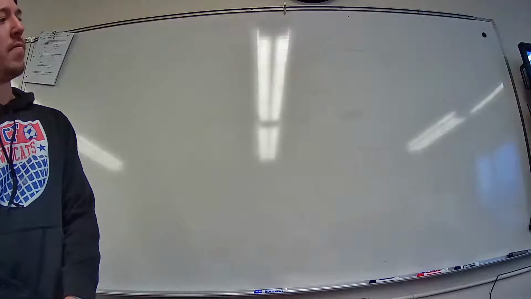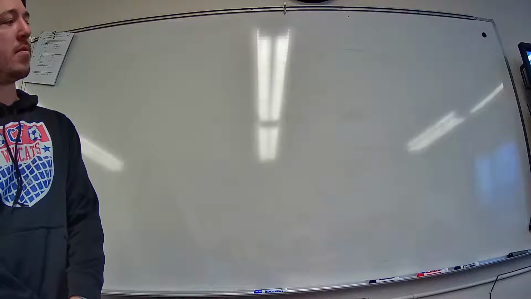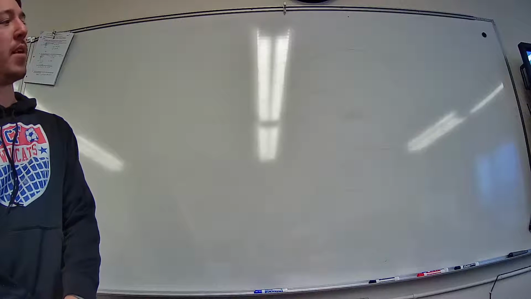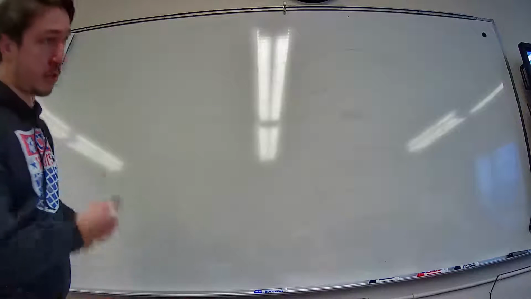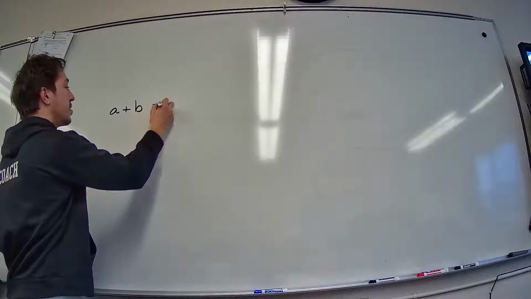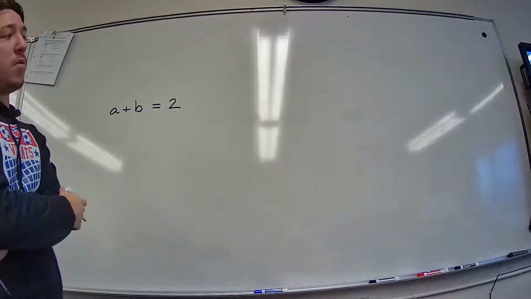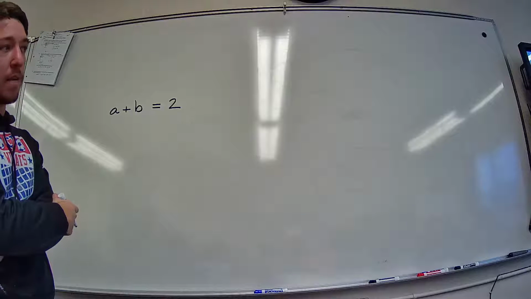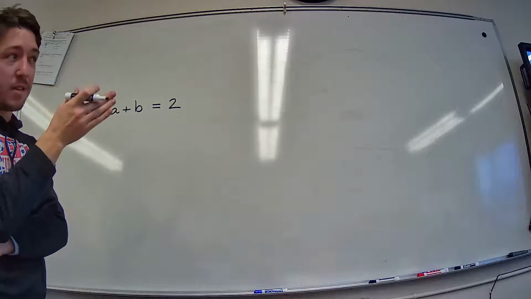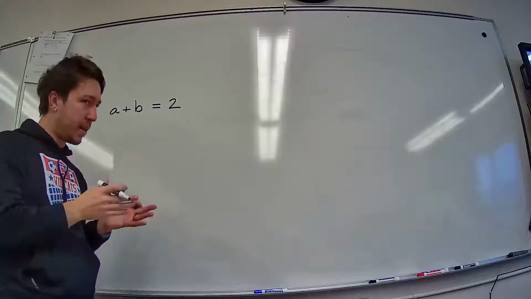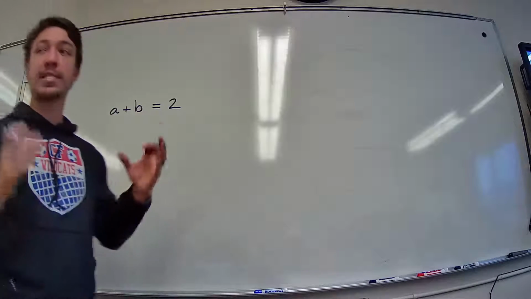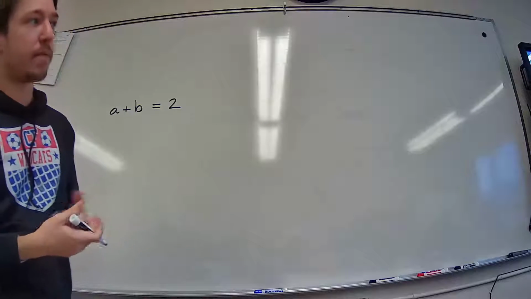Number 2 says the sum of 2 positive numbers a and b is 2. So let's just translate that into math. The sum of 2 numbers a and b is 2. What's the minimum possible value of a squared plus 3b? Now, let's just clarify something off the bat. Is the question asking us for the value of a? No. Is it asking us for the value of b? No. It's asking us for what is the minimum possible sum of a squared and 3b.